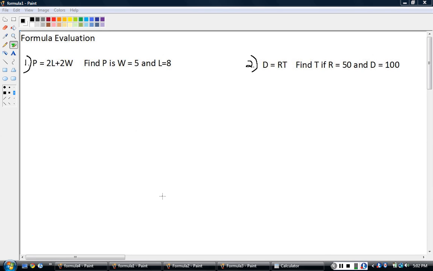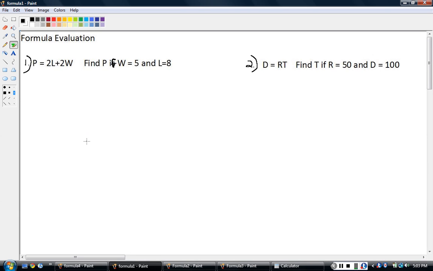Okay? We don't really need to know what the formulas are for at this point. We just need to be able to use them. Okay? So the directions here for number one are to find P. That's a typo. That should say if. Find P if W equals 5 and L equals 8.